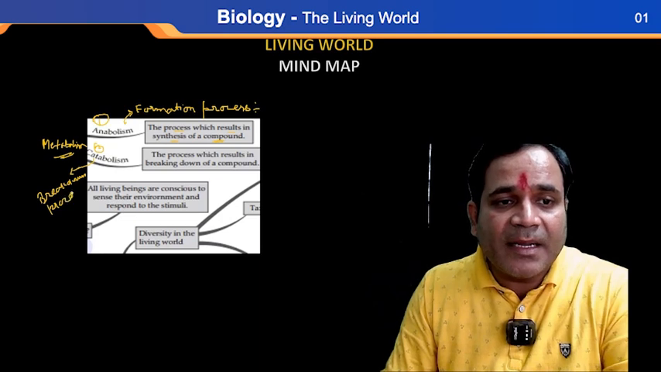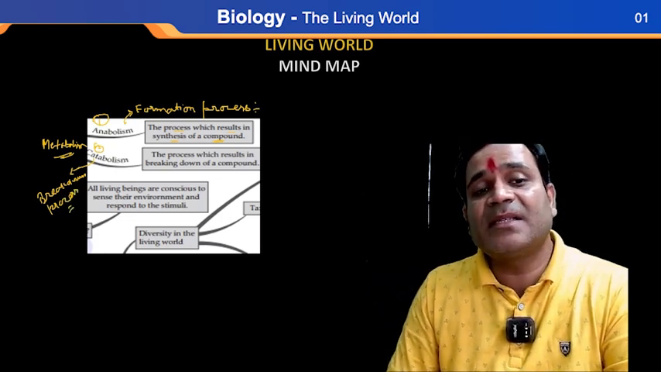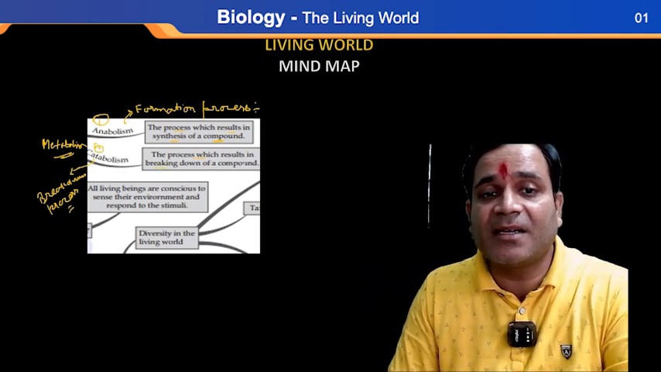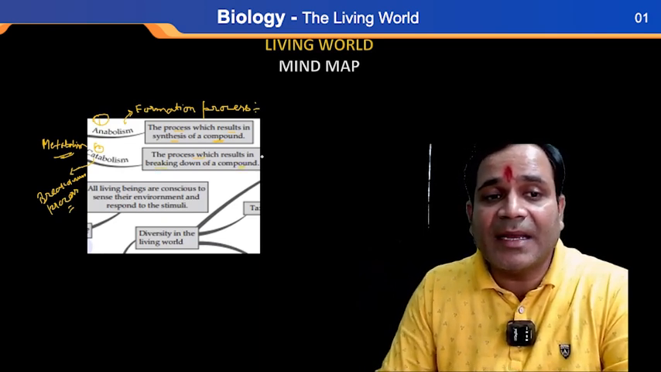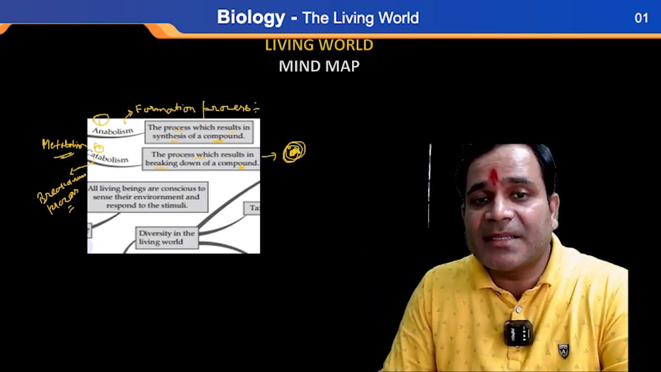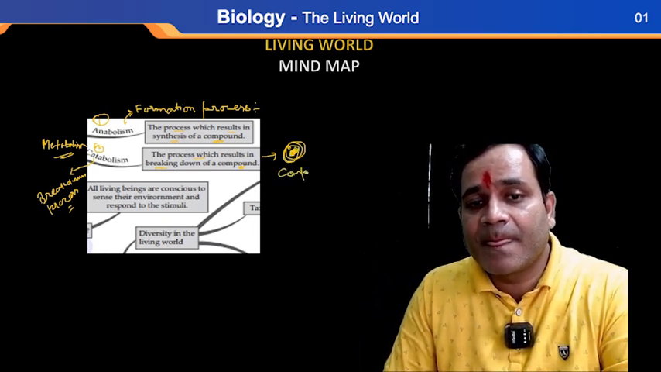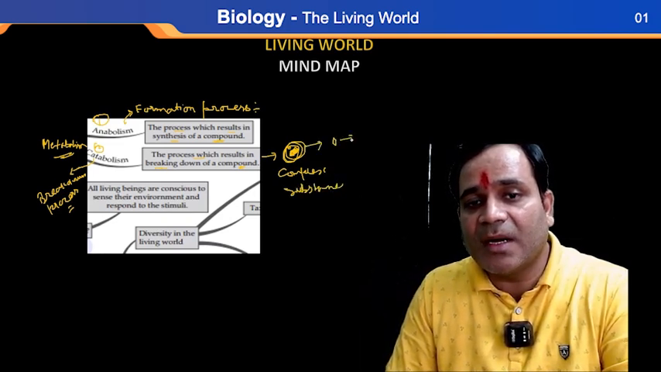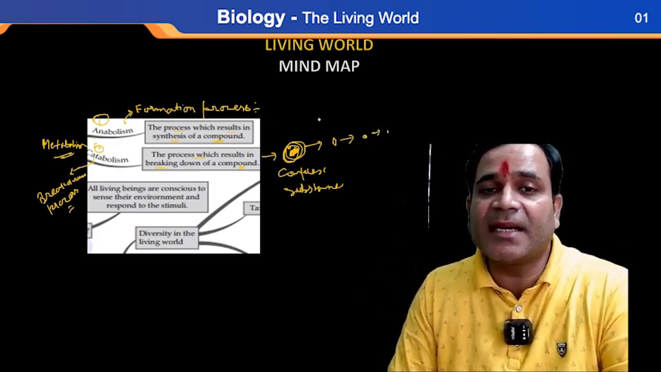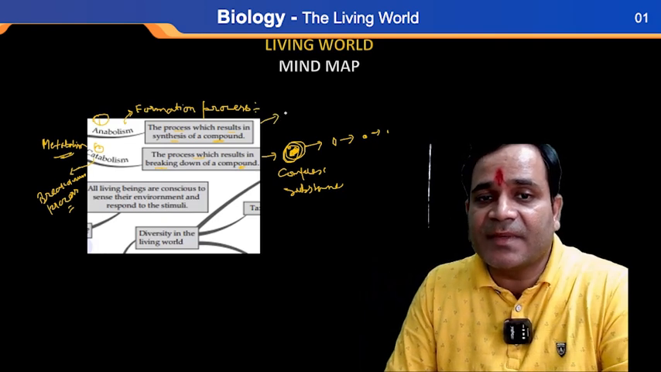This one is what, my dear? Breakdown process. If I'm saying breakdown process, it means the process which results in the breaking down of a compound. So here in catabolism, the complex substance, my dear, is broken into smaller, then smaller again. This one is catabolism, and this one is the vice versa.